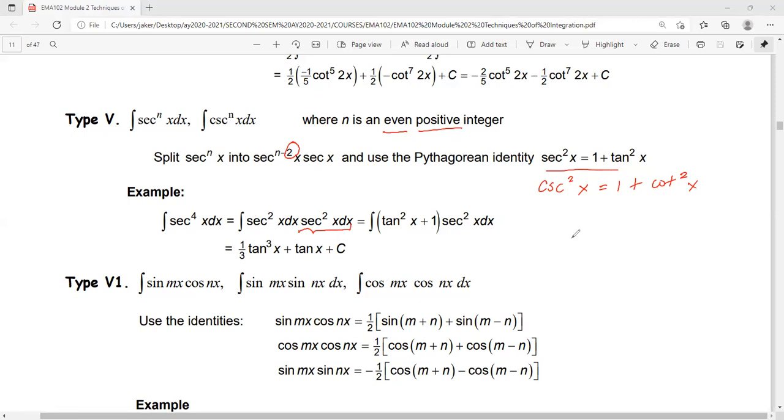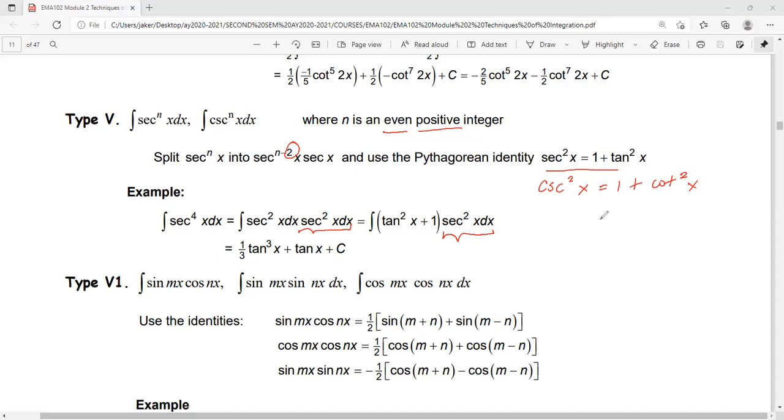Why I'm saying it's the derivative of the function that is associated with the secant squared of x. It's because you are to convert the secant squared of x to 1 plus tangent squared. You have it here now. This is the conversion of your secant squared x, and you will multiply it with the secant squared of x dx. Why do we do that? It's because this tangent function has the derivative secant squared x dx.